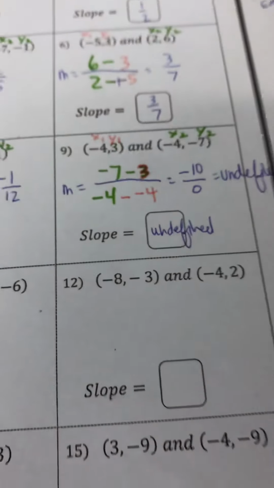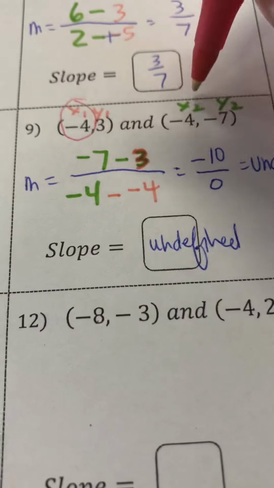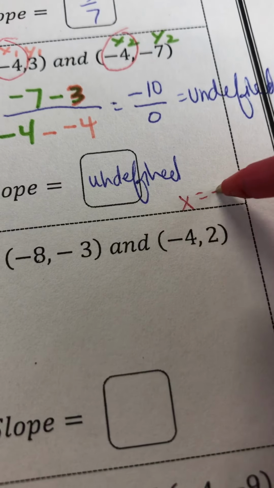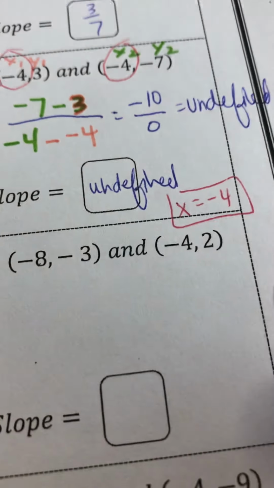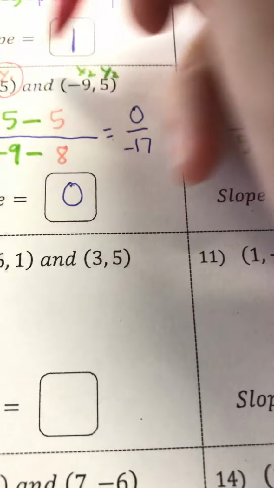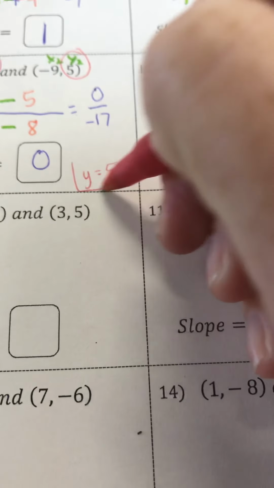Later, we're going to know that that means that both of these x's are the same, so that equation would be x equals negative 4. That's a little preview. And over here, when our slope was 0, both the y's are the same, and so that's why it's going to be y equals 5.